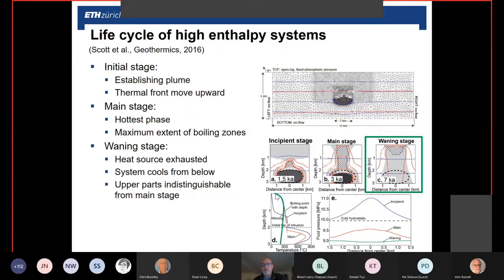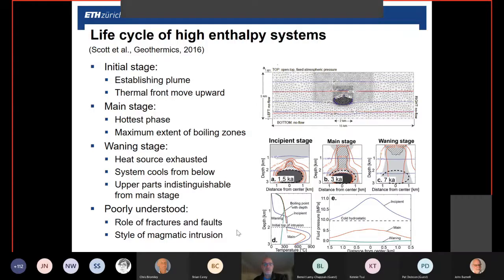So if you have a hot system in the upper 1 or 2 kilometers, it doesn't tell you whether you have a supercritical resource down here or whether it has already gone 1,000 or 2,000 years back. Now, one thing to keep in mind, what is poorly understood at present is the role of fractures and faults.